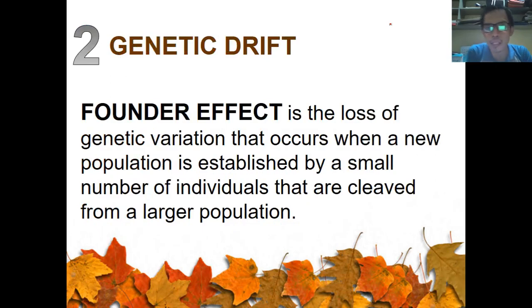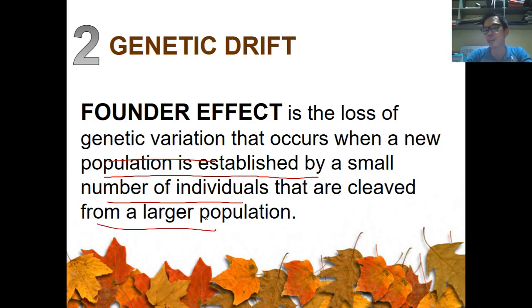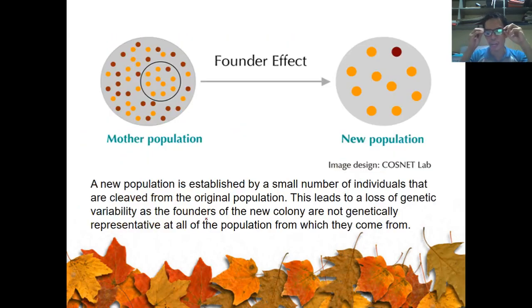The second one is the founder effect. This is the loss of genetic variation that occurs when a new population is established by a small number of individuals that are cleaved from a larger population. Now, what is this founder effect? In the US, they have what they call the Amish population.